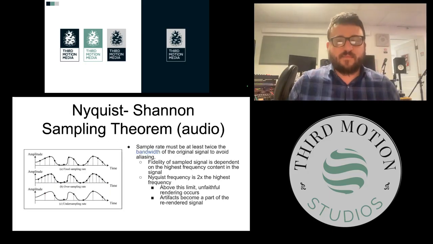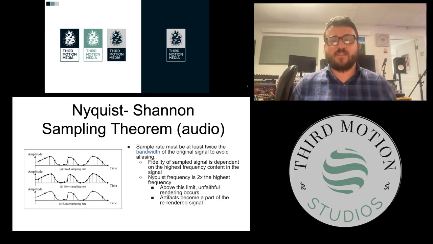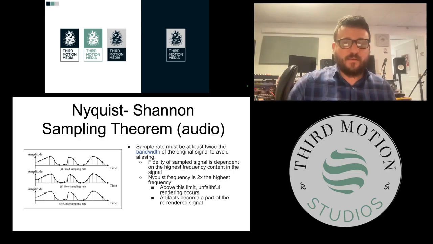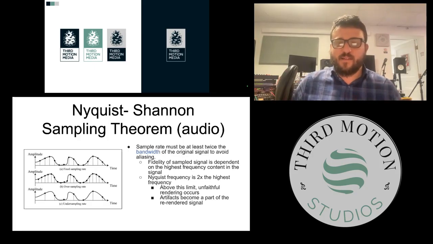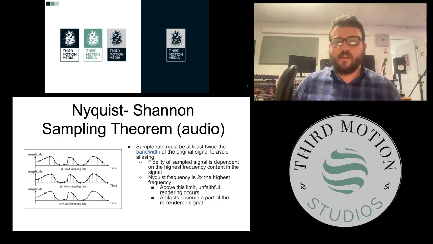So, to make this even more nerdy and technical, we're going to reference the Nyquist-Shannon sampling theorem. That basically says the sample rate must be at least twice the bandwidth of the original signal to avoid aliasing. That's basically saying if you do a Fourier analysis of your audio or whatever signal you're talking about, and you don't have at least twice the highest frequency that's in the content, then you're bound to get error. The fidelity of a sampled signal is dependent on the highest frequency content in the signal. And so above that limit, or I should have said below that limit, I think, you'll get an unfaithful representation of the pure original signal, and you'll get artifacts.